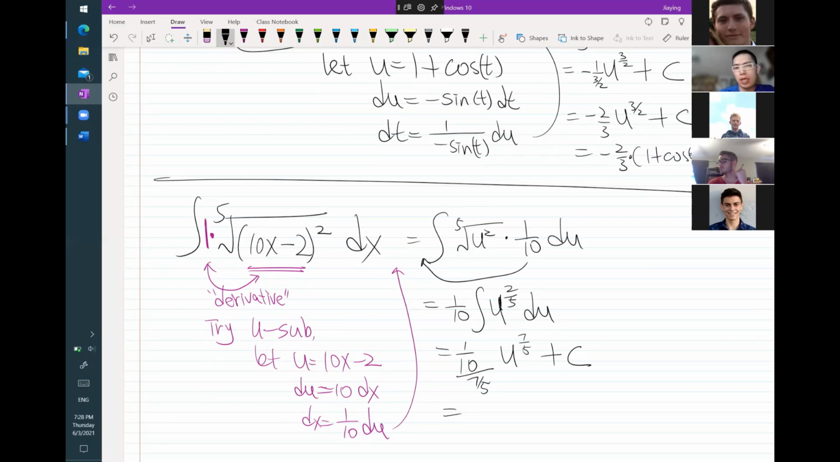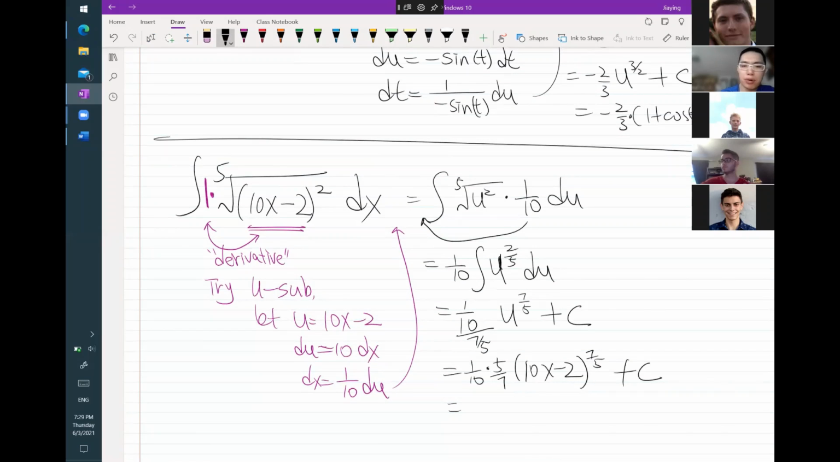So that's 1/10 divided by 7/5, times 5 over 7, u, which is 10x minus 2 to the 7 over 5th power plus c. Simplifying that constant a bit more, that's 1 over 14 times 10x minus 2 to the 7/5, plus c.